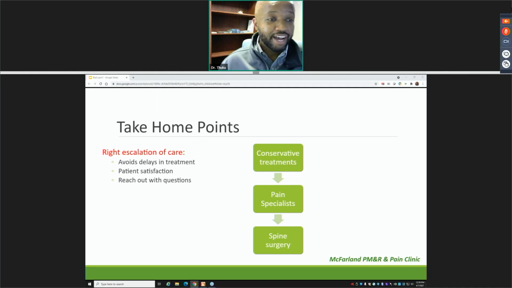Now, the last part is some of these patients, if they fail pain specialist interventions, we can always refer them back to spine surgery. And sometimes the patients who go to surgery do come back to us if they still have the pain. So if you have a patient who has gone to surgery and still has pain, please give us a call and we can direct you the right way.